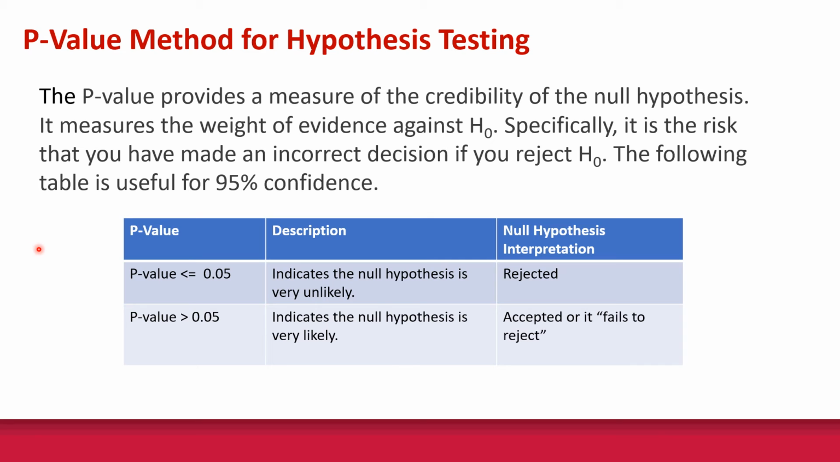The following table is useful for the 95% confidence level. So if the p-value is less than 0.05, this indicates that the null hypothesis is very unlikely, and we should reject the null hypothesis. If the p-value is greater than 0.05, this indicates that the null hypothesis is very likely true, and it should be accepted, or rather, we fail to reject it.